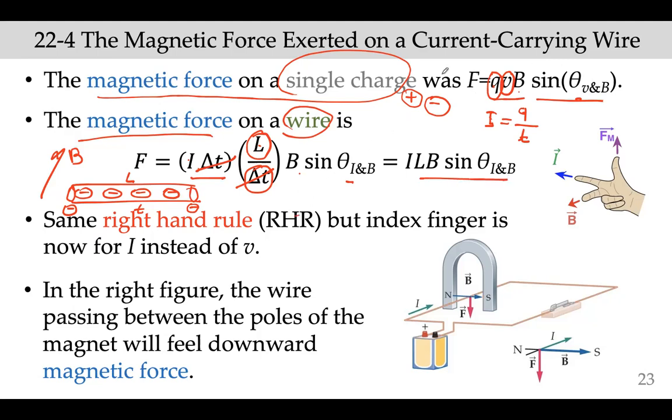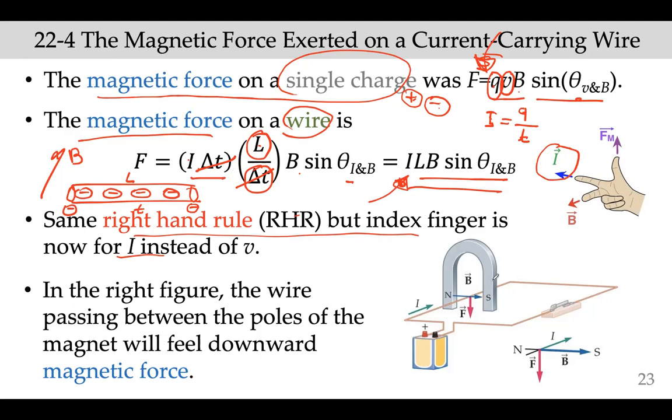So when we have a single charge like these, then we are going to use this formula. But when we have a wire like this, then we will use this equation. But you can derive one from another, so they're in principle the same equation, but for wires we have to use this one. So the right-hand rule is still valid, but instead of v, now for the index finger, we have current.